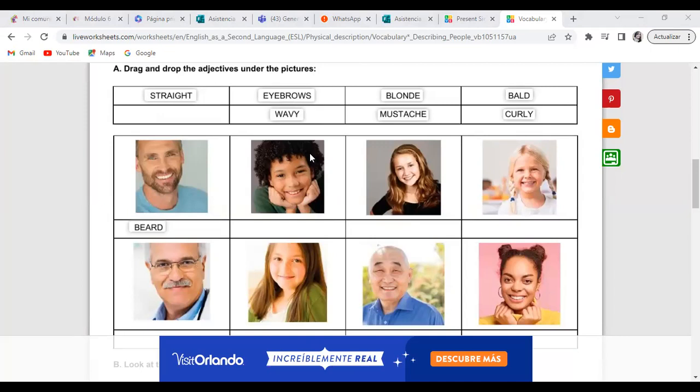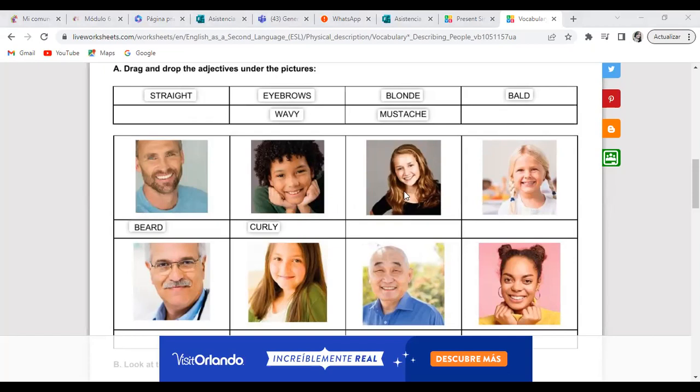What about the boy here? Look at his beautiful hair. So the boy, what can you tell me about the boy? What is the word that you use with the boy, guys? The boy has straight hair, blonde hair, bald, mustache. What can you tell me about him? The boy has wavy hair. Wavy? I think it's curly. Yes, Rosario. Yes, curly hair. All right. And what about the girl next to him? Yes, the boy has curly hair.